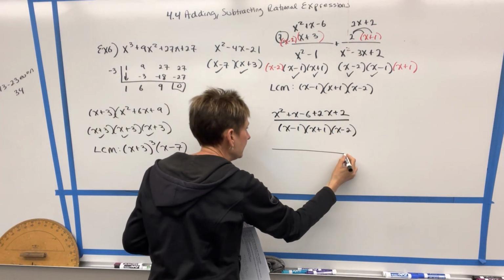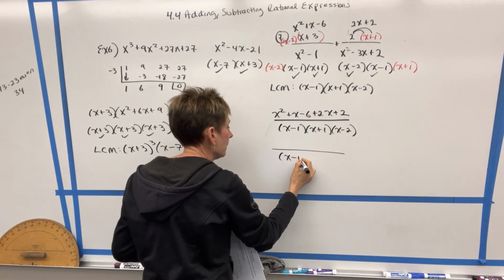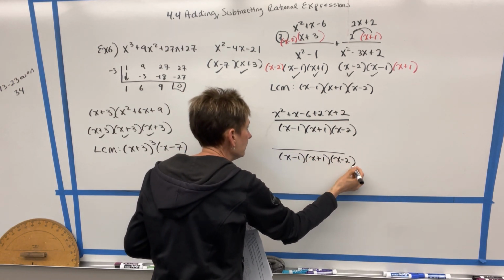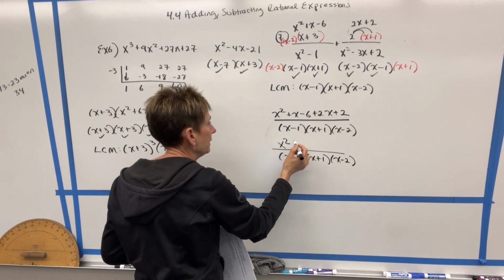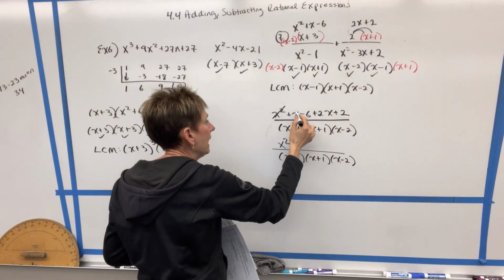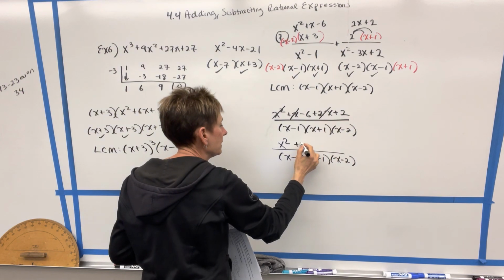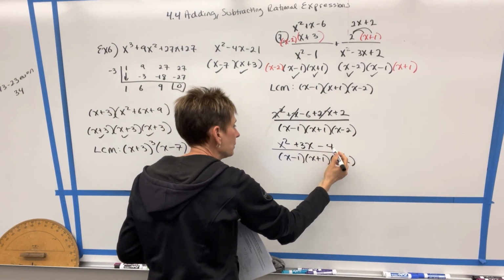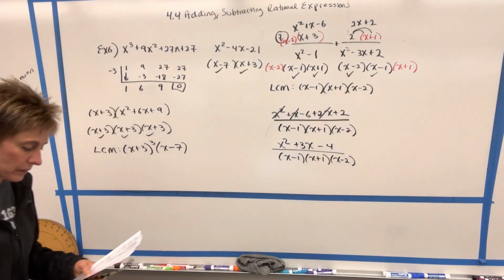Now let's go ahead and see if there's any like terms here. We're going to leave the denominator in factored form. I have my x squared here, so that's good. I have an x and a 2x, so that's going to turn into 3x. And negative 6 plus 2 is going to become negative 4.